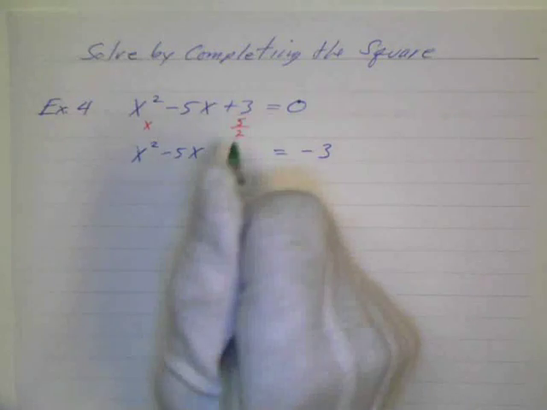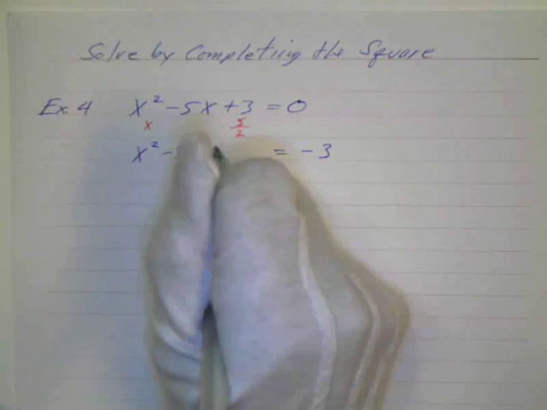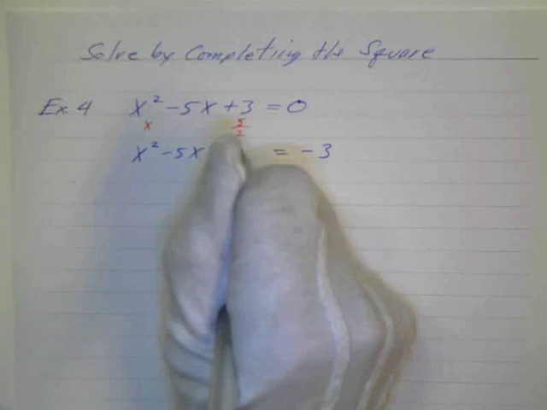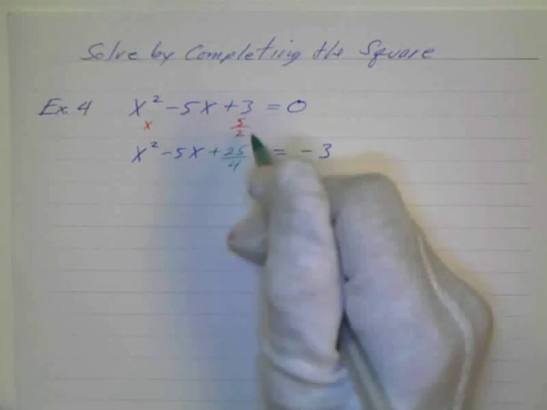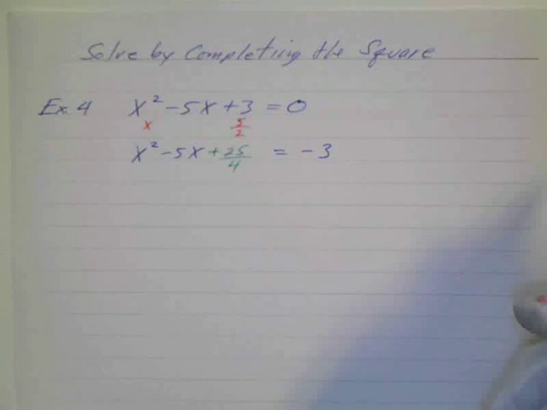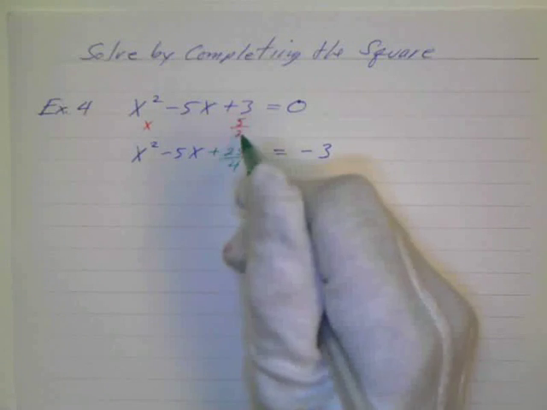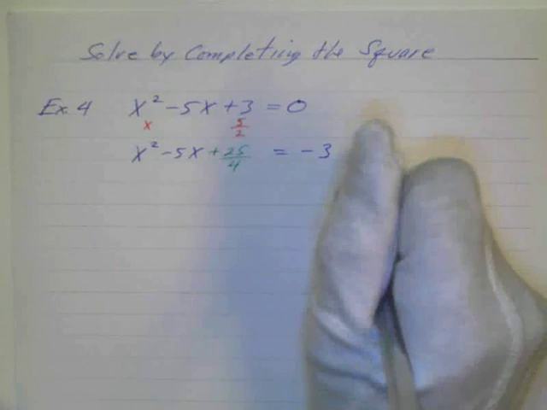So what I'm going to do is add the square of this. This is a method. 25. In other words, 5 halves times 5 halves is 25 fourths. 5 times 5 is 25, 2 times 2 is 4. And I'm going to add that to both sides.